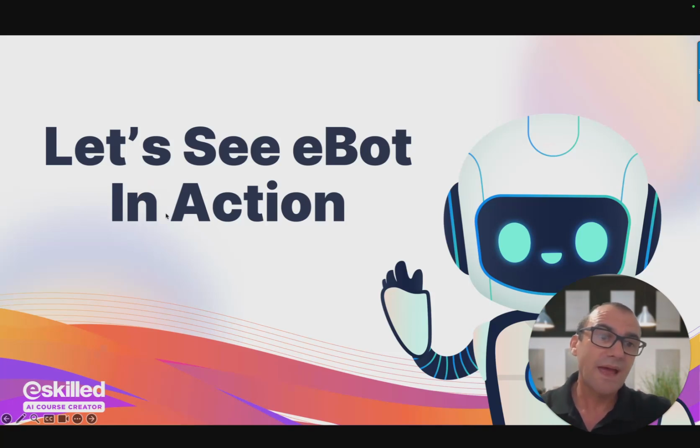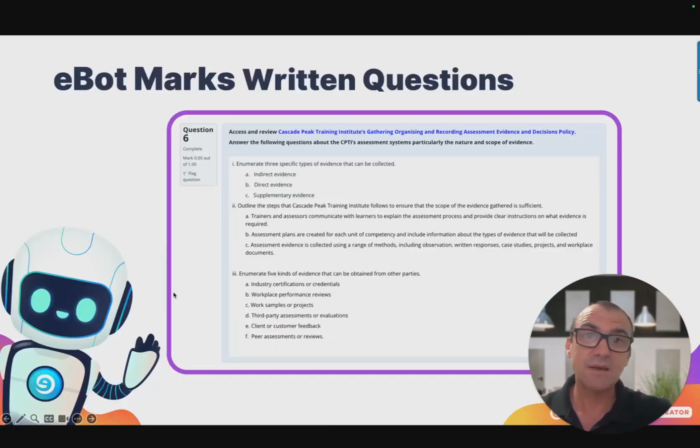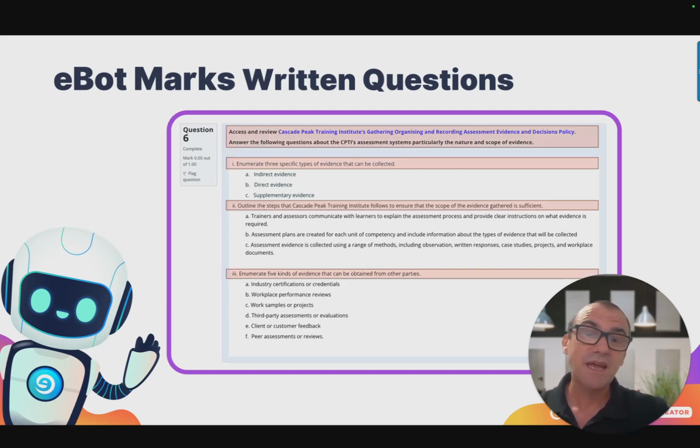So our AI-assisted marking system basically uses our AI proprietary technology, which we call CEO. And what CEO does is assist your assessors in marking written questions, a bit like this one. This question is from the Cert IV in Training and Assessment. It's your typical three-part question.